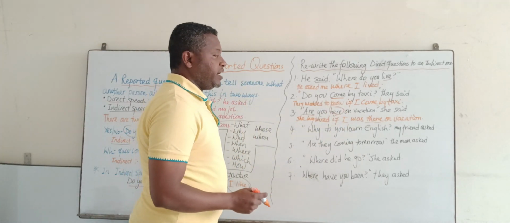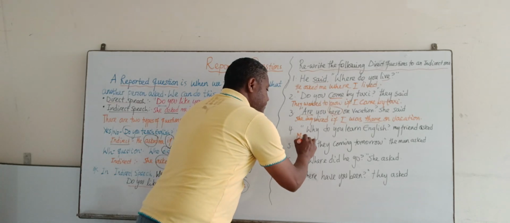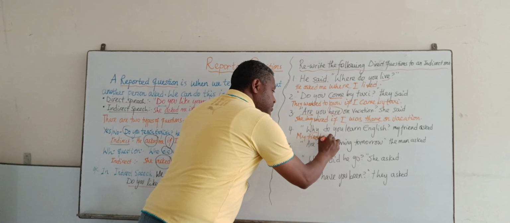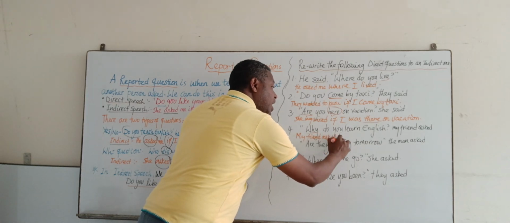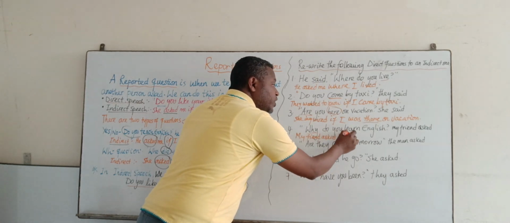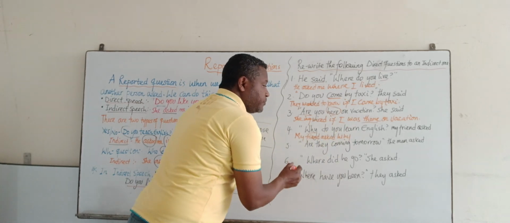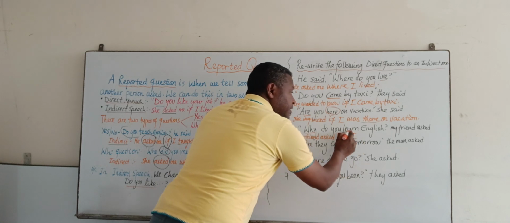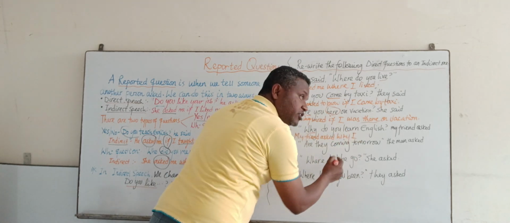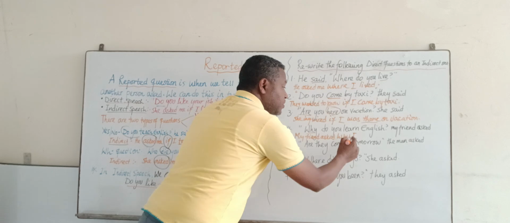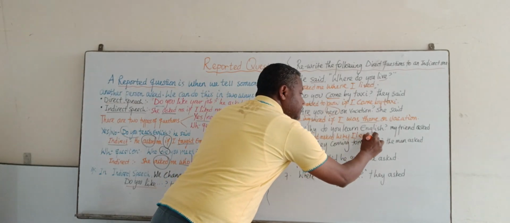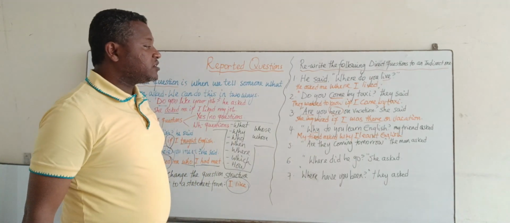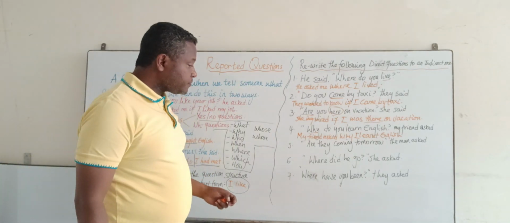Why do you learn English? My friend asked. So, my friend, this is a WH question. So, my friend asked, okay, why? So, do you learn English? So, still it is present simple. Why I, the verb learn will be changed into past simple. Why I learned English. Okay. So my friend asked why I learned English.